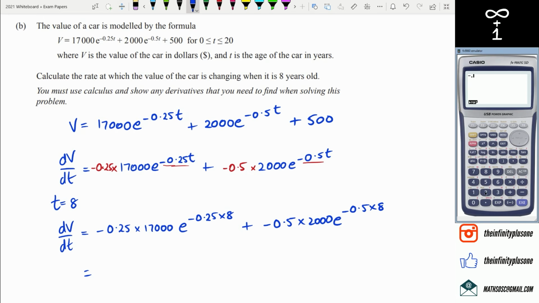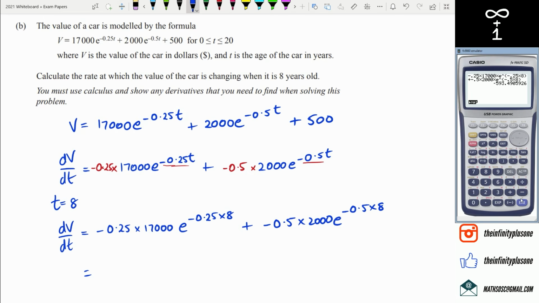Yeah, annoying. So many things. Times 17,000 times e to the power of negative 0.25 times 8, plus negative 0.5 multiplied by 2,000 times e to the power of negative 0.5 times 8.